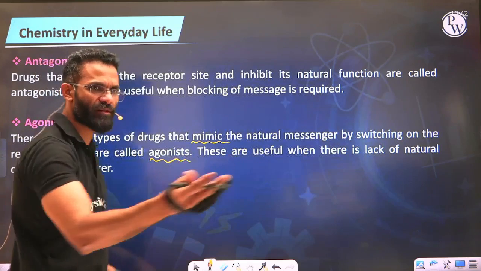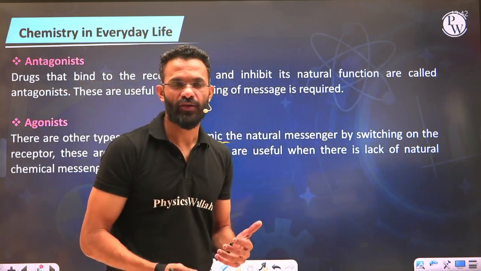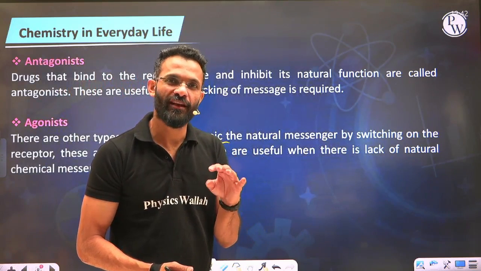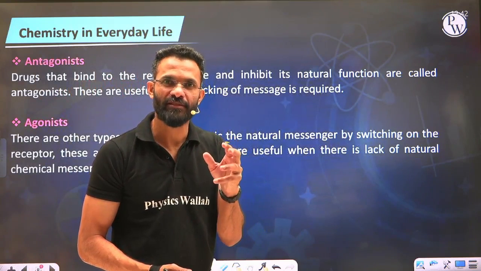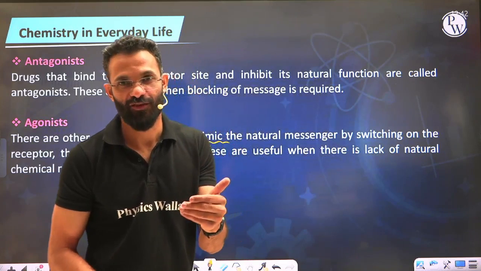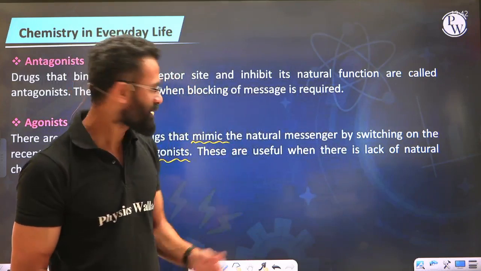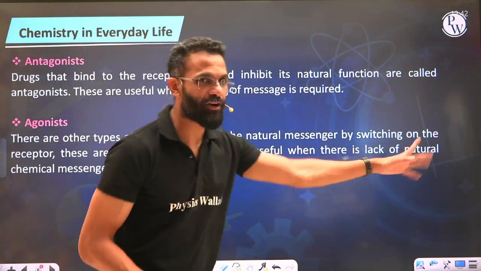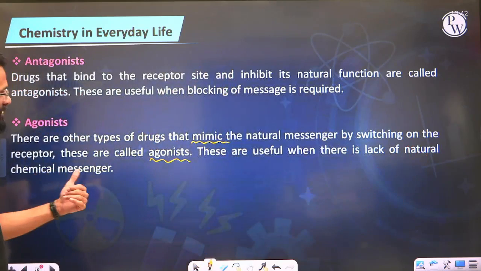The example which I gave you: when you are undergoing depression, there is a decrease in the concentration level of that chemical substance which was making you feel well or happy. So basically this kind of medicine, agonists, are useful when there is a lack of natural chemical messengers.